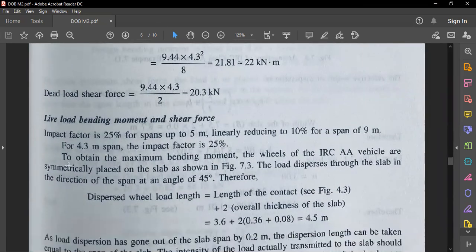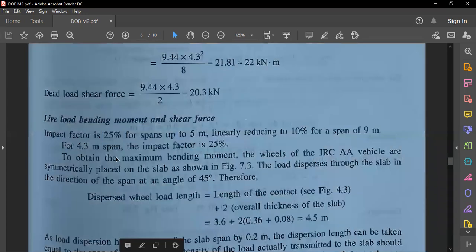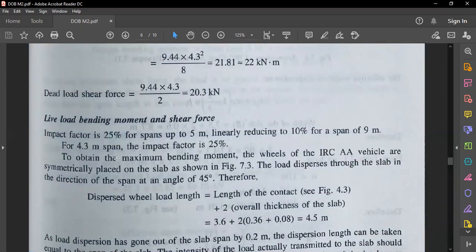For that 700 kilonewton, again we have to consider the impact factor. So the impact factor we will be considering from IRC 21, explained in the previous module. IRC 21 gives 25% for spans up to 5 meters, linearly reducing to 10% for span up to 9 meter. So here the span is 4 meters, so directly we can take 25% impact factor. That means 25% more load we have to consider.